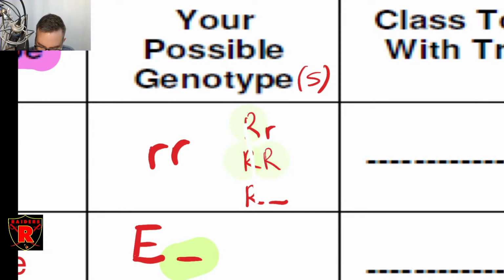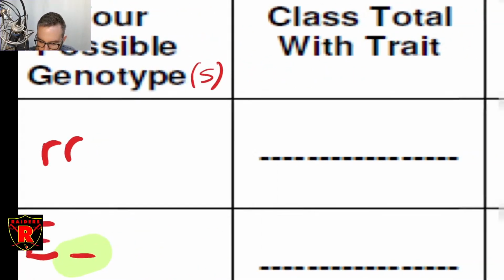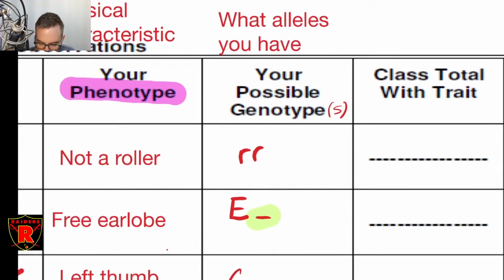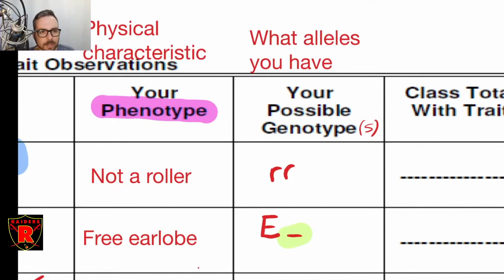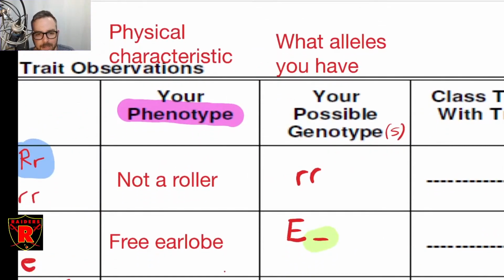So I want you to record now, what is your possible genotype? Mine is little r, little r. Normally, I would poll the class and ask how many have it and how many don't. I'm not going to do that because it's going to take forever. I tried doing it with the other class. It takes forever. So we won't worry about what percentage of the class has it here.